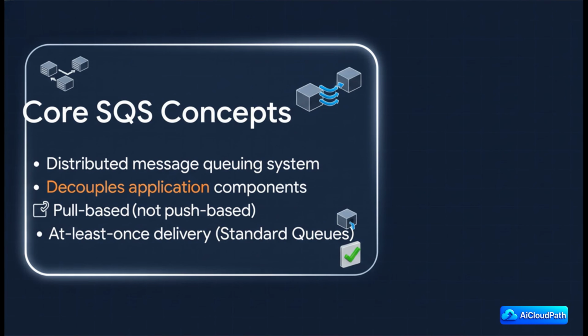Okay, let's quickly run through the other core facts you need to know. First, SQS is a distributed system. That means it's highly available, it's reliable, it runs across a ton of servers, so there's no single point of failure. Second, as we've hammered home, its main job is to decouple your components. Third, and this is important, it uses a pull-based model, not push-based. This gives the consumer, the one doing the work, full control. And finally, a standard SQS queue guarantees at least once delivery, so you can be sure your critical messages are not just going to get lost.